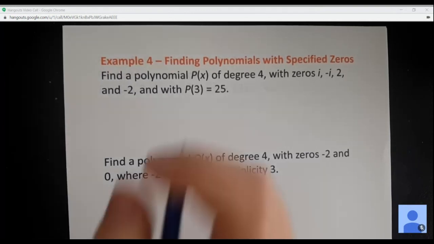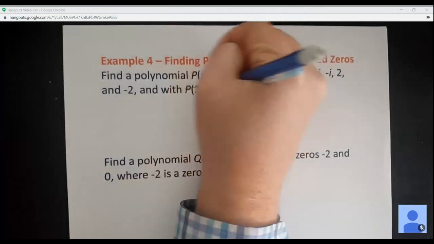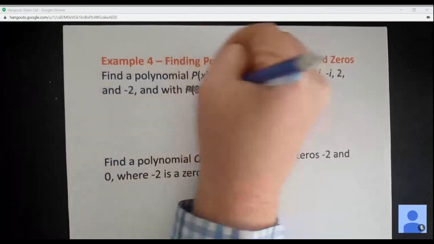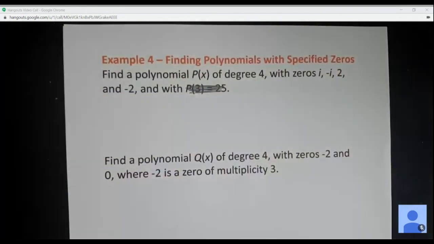Now, I'm going to go ahead and tell you, let's just ignore this information down here because I'm never going to ask you to do that. So I'd rather just focus on being able to find a polynomial degree 4 that has those zeros. So let's just do that. All right, so if we know the zeros, what could we do with that information to help us actually find our polynomial?